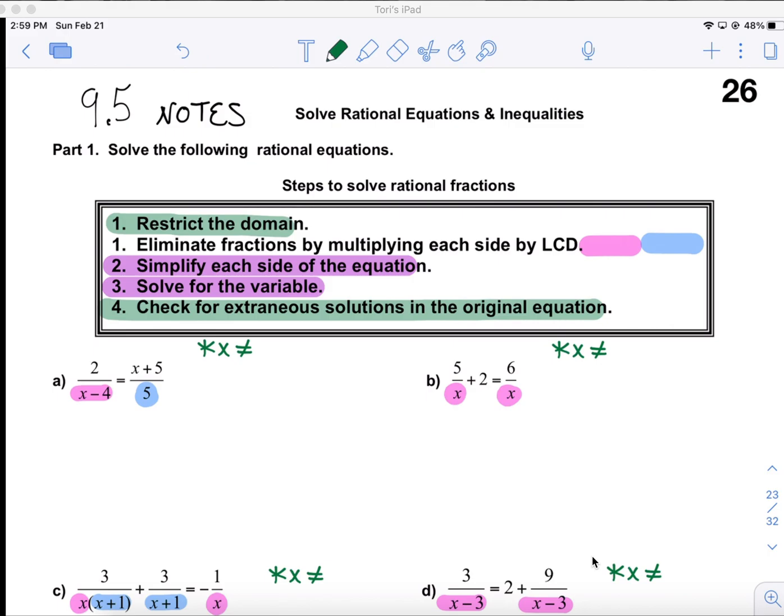Hey guys, we're back with the notes for 9.5. Today we're going to be solving rational equations and inequalities. We are mainly focusing on the equation part, not the inequality part, okay?